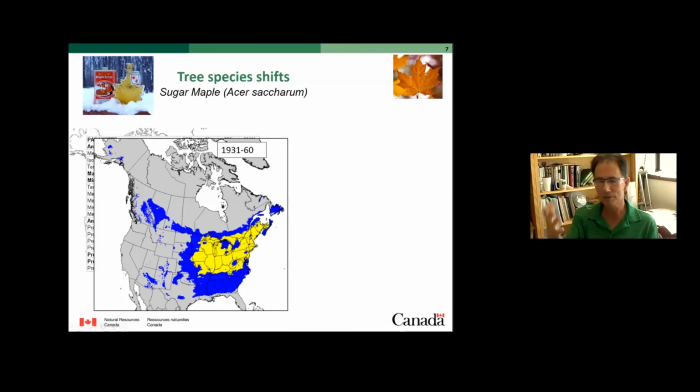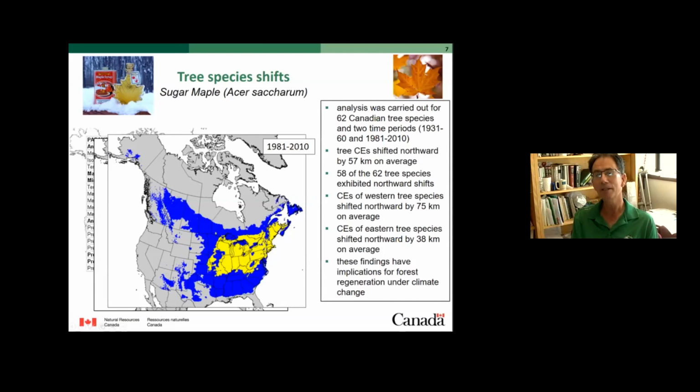Anyway, I'm just going to report on this. This was part of our recent BioScience paper, where we looked at how these changed over the course of 50 years, 1931 to 1960 and 1981 to 2010. You can see it's changing a little bit. It's probably more stable the further east you go, with a little bit of change and a little bit of northward shift in parts of Ontario. For this particular analysis, we looked at 62 tree species between those two time periods. The climate envelopes were shifting northward on average almost 60 kilometers over that period.